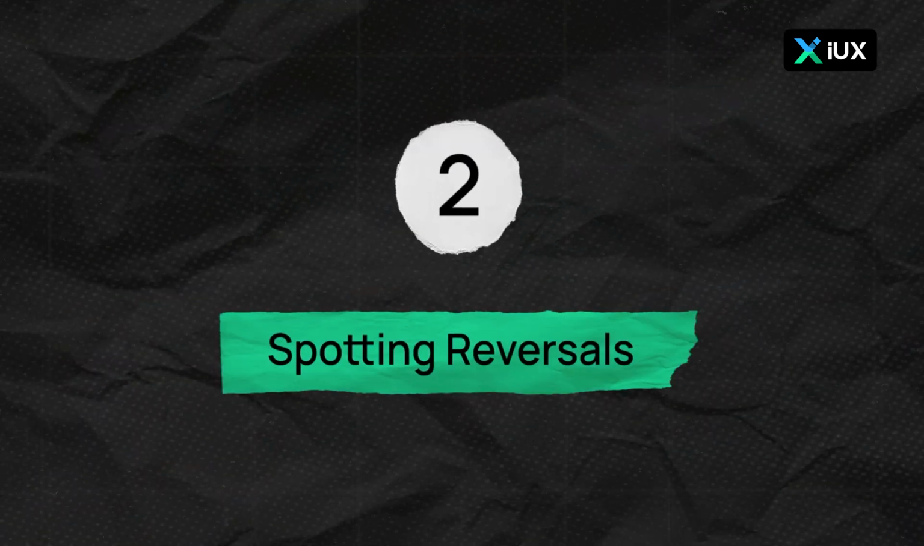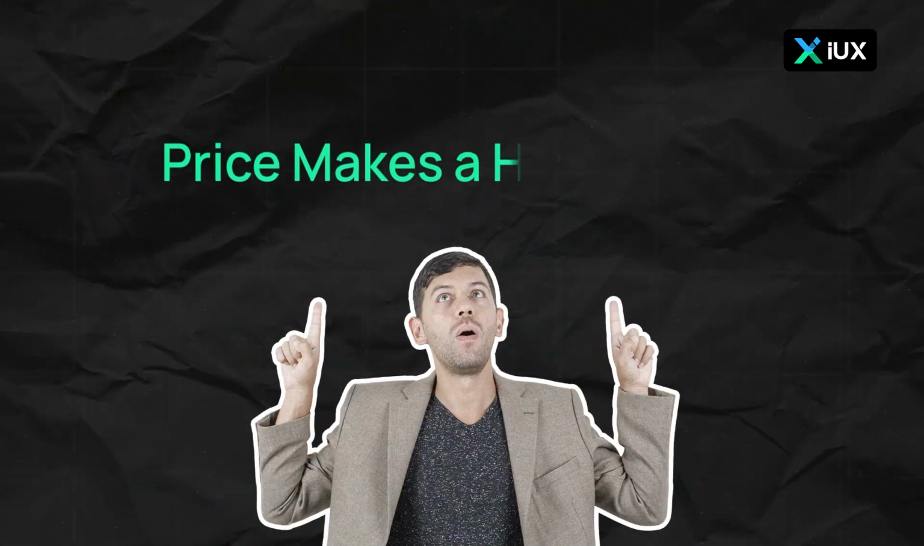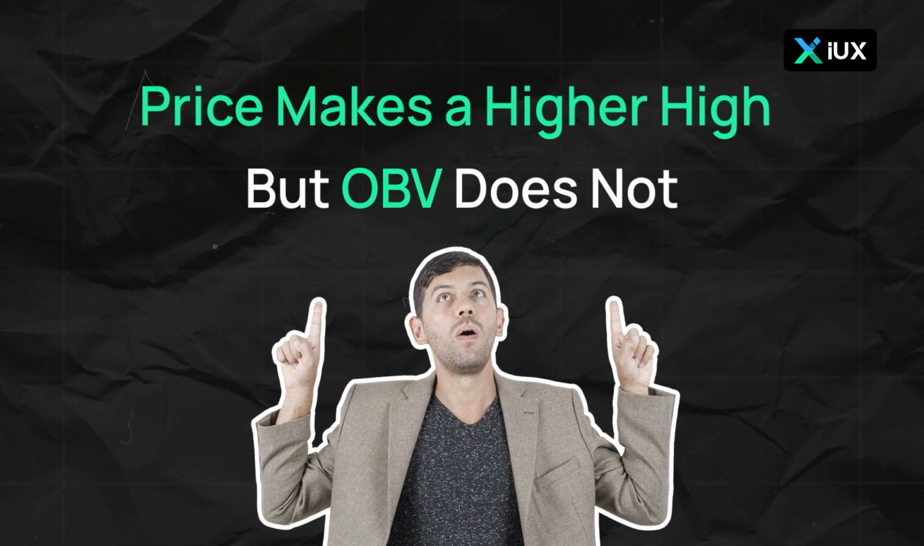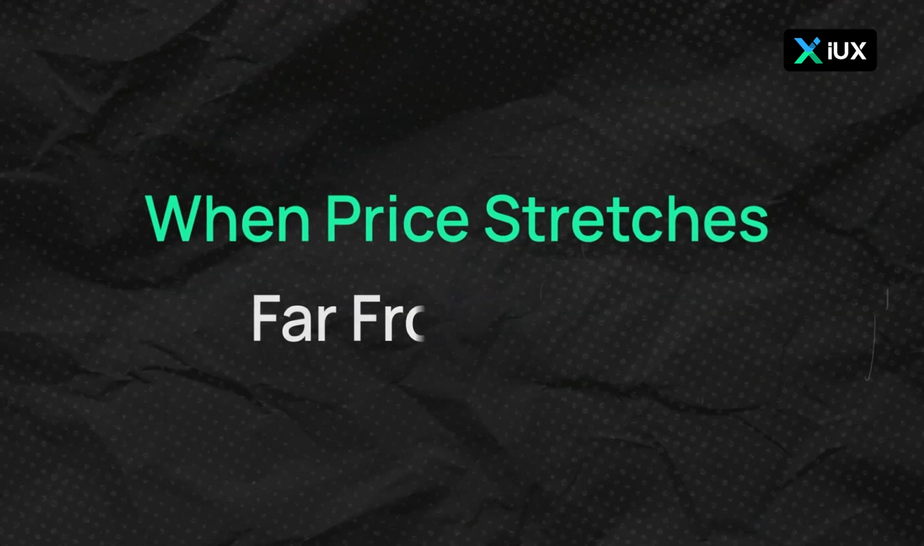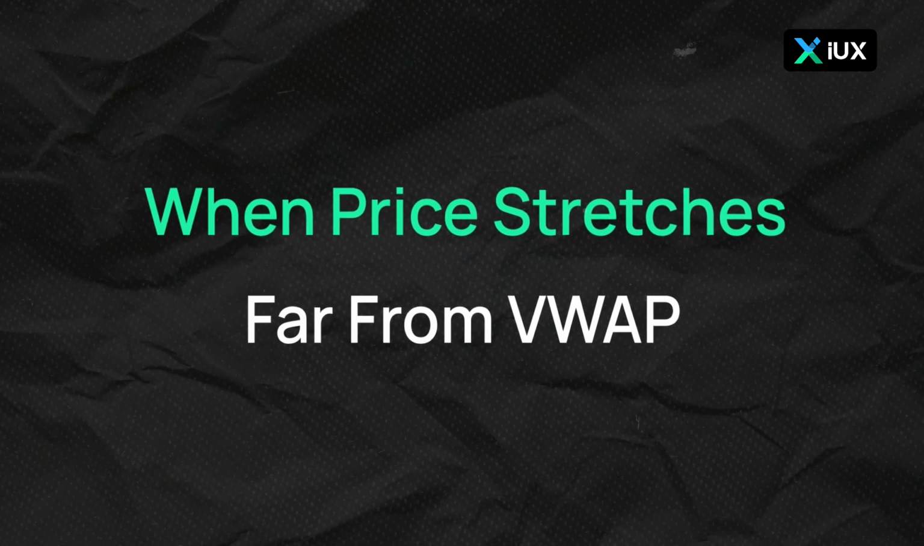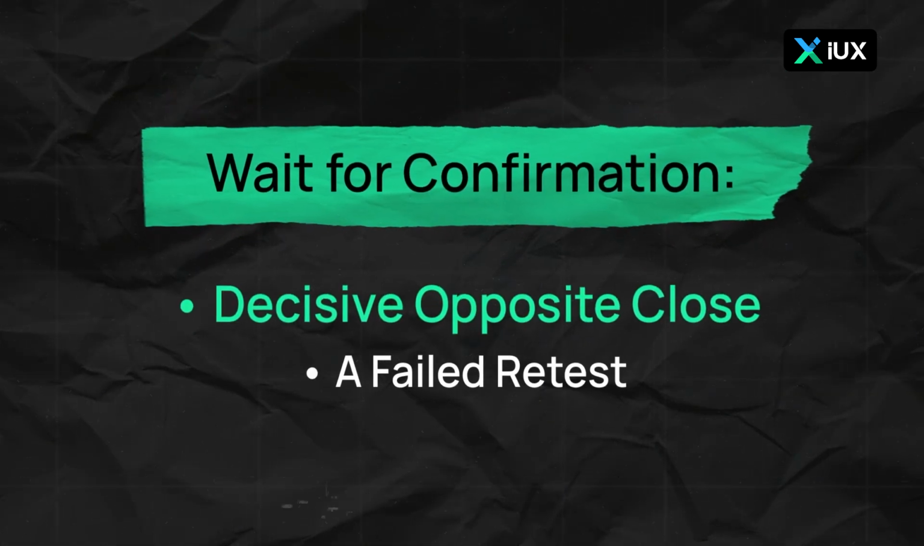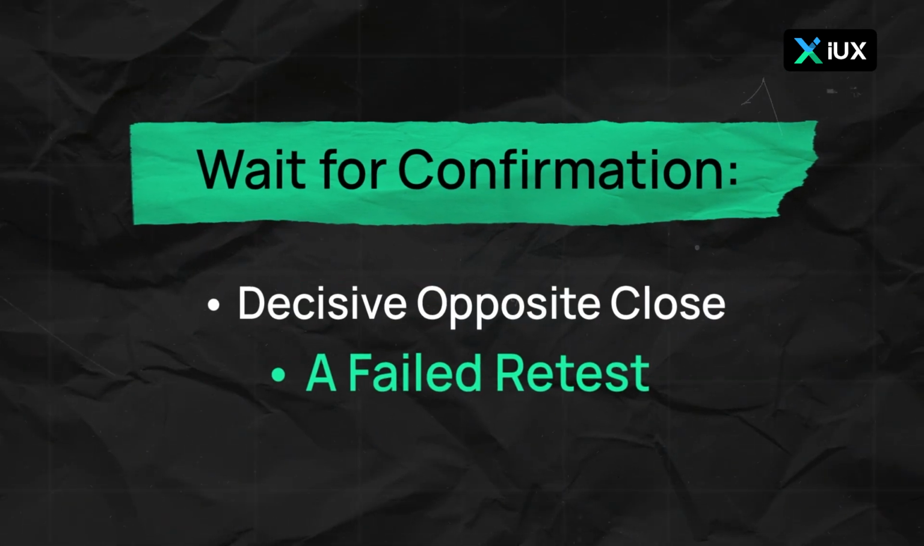2. Spotting reversals with divergence. If price makes a higher high but OBV does not, participation may be thinning. This is stronger near key support or resistance, or after price stretches far from VWAP. Wait for confirmation, a decisive opposite close, or a failed retest before acting.